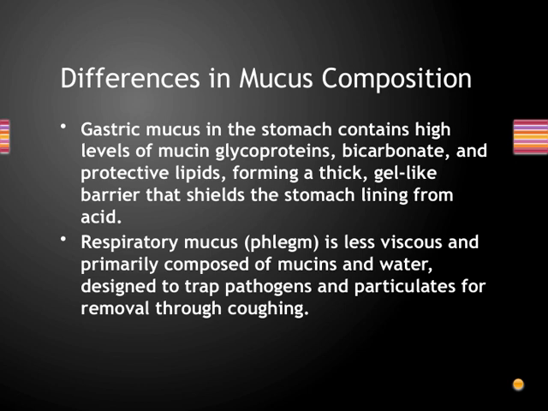In contrast, respiratory mucus, often called phlegm, is much less viscous. Its main components are mucins and water. The primary purpose of respiratory mucus is to trap pathogens, like bacteria or viruses, and particulates such as dust or pollution. Then, through coughing or sneezing, it helps remove these unwanted particles from our airways.